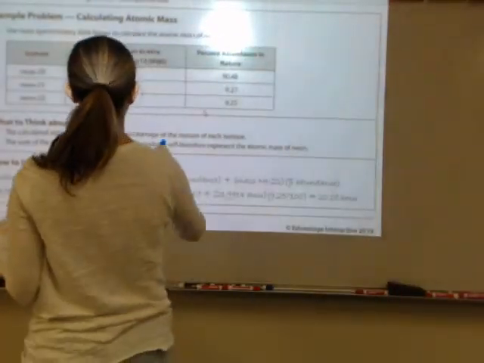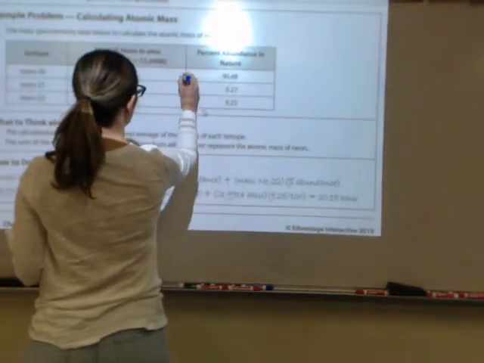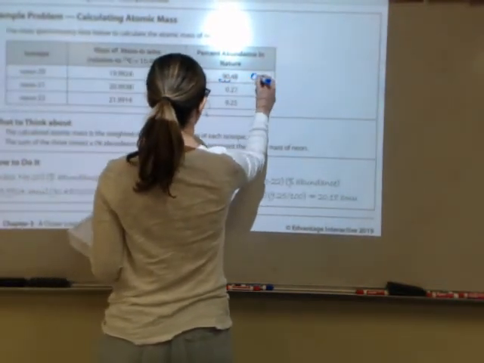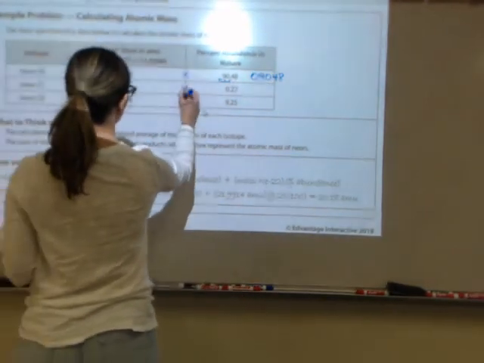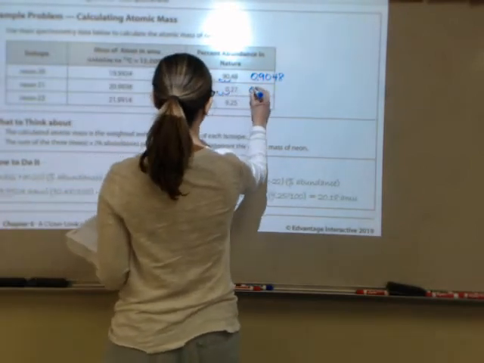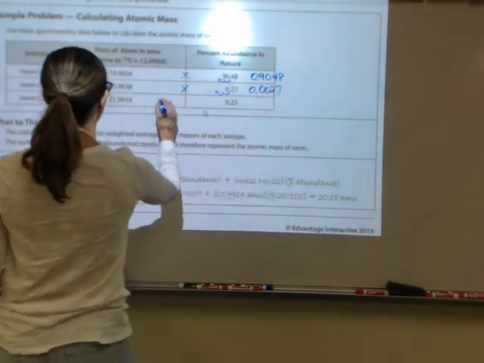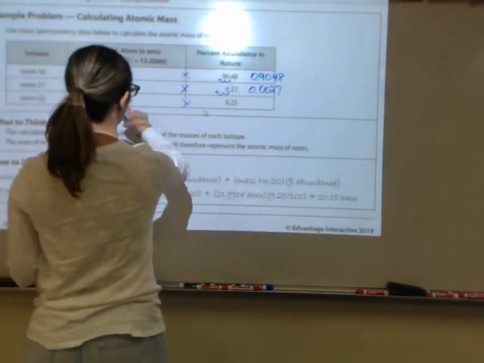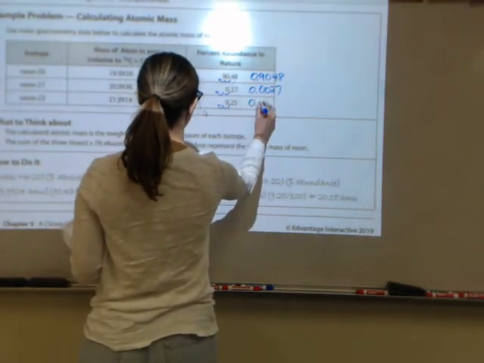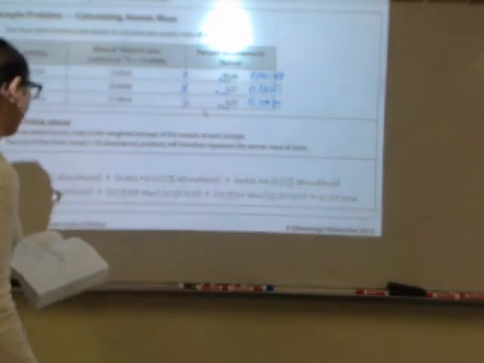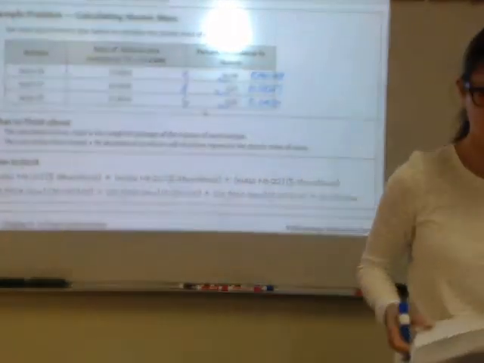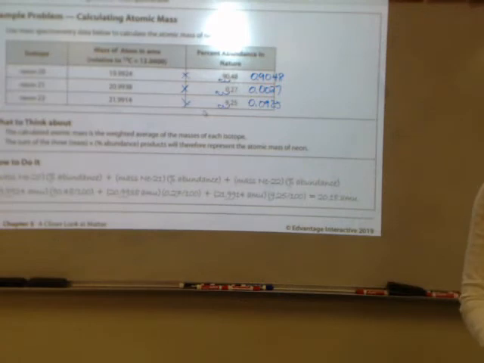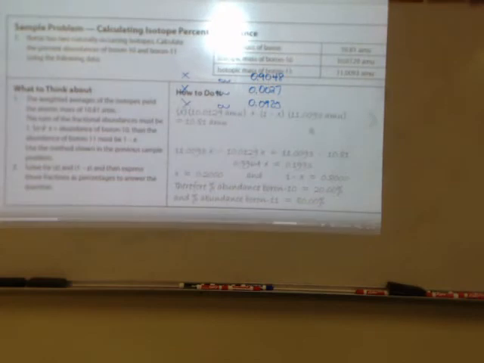What you would do is take the mass of neon-20 times its percent abundance as a decimal, which is 0.9048. Then you add it to the mass of neon-21 times its percent as a decimal, which is 0.0027. Then you add it to the mass of neon-22 times its percent abundance, which is 0.0925. They've done that down here, and you will get 20.18 AMU for your result. And we tend to take our atomic masses to the hundredths place, which is 2 places past the decimal.